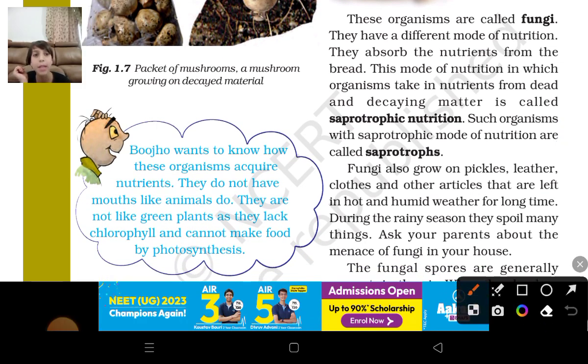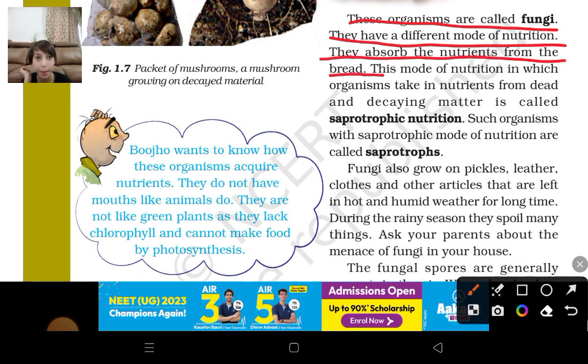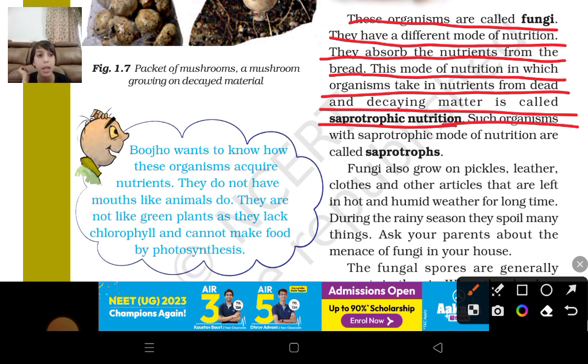These organisms are called fungi. They have a different mode of nutrition. They absorb the nutrition from the bread. This mode of nutrition, in which organisms take in the nutrients from dead and decaying matter, is called saprotrophic mode of nutrition. Such organisms with saprotrophic mode of nutrition are called saprotrophs.